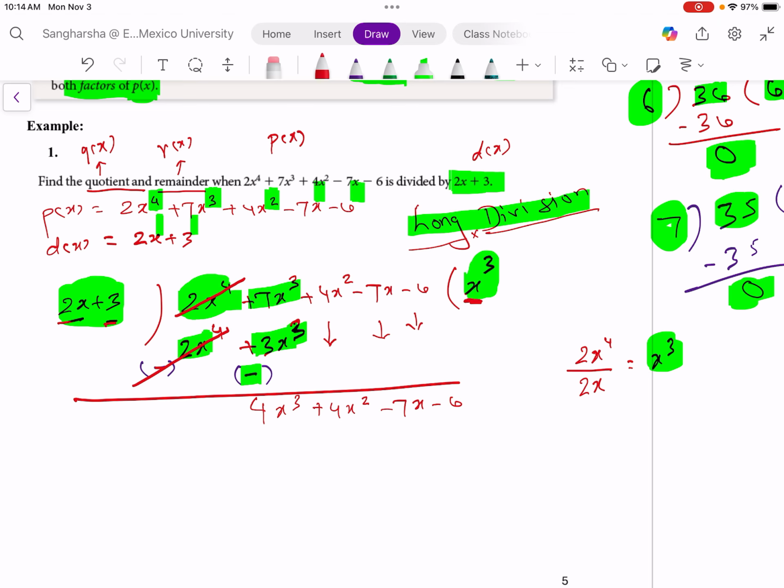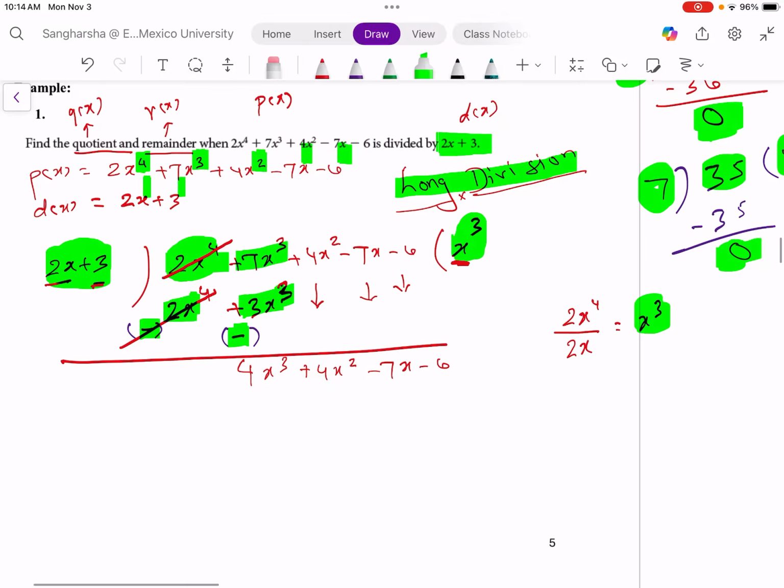We take the first term of the polynomial, divide by the first term of the divisor, we get x cubed, and we multiply x cubed by every term of the divisor and write it down below the polynomial. We have to flip the sign of these terms, and we use those new signs. Now we repeat the same process. The very first step, you take the first term here. Now this is our new polynomial.